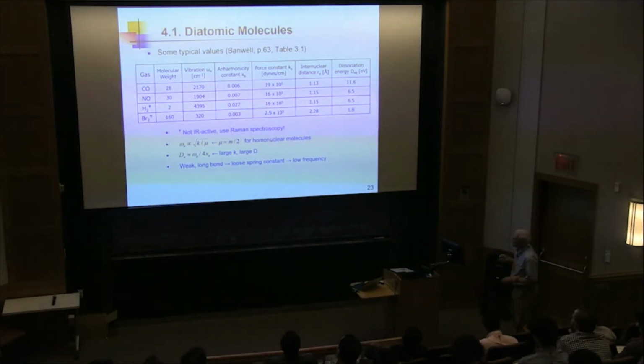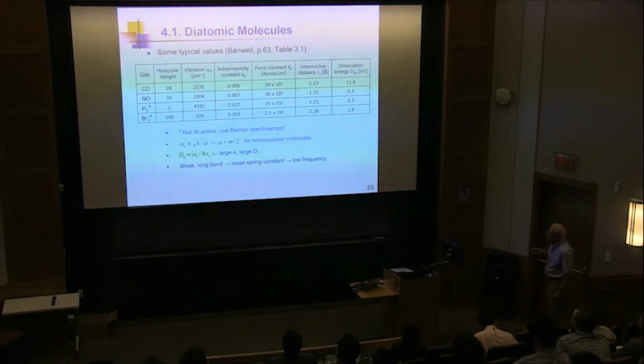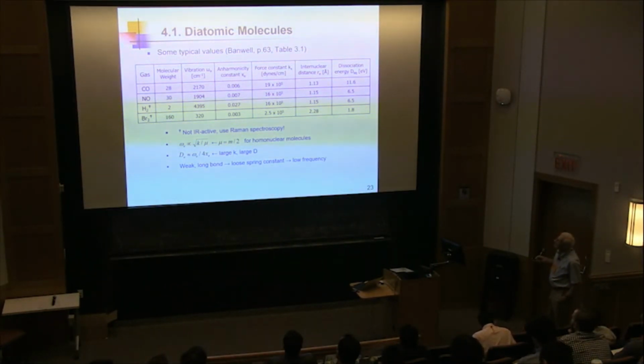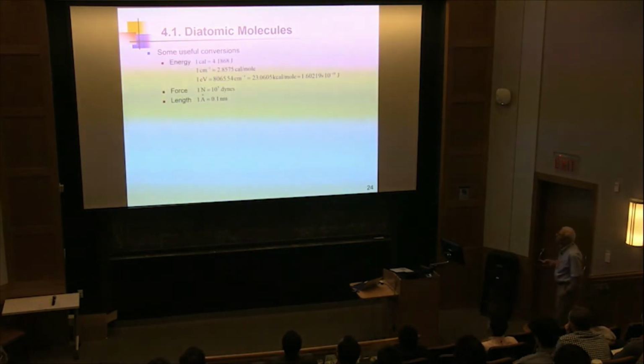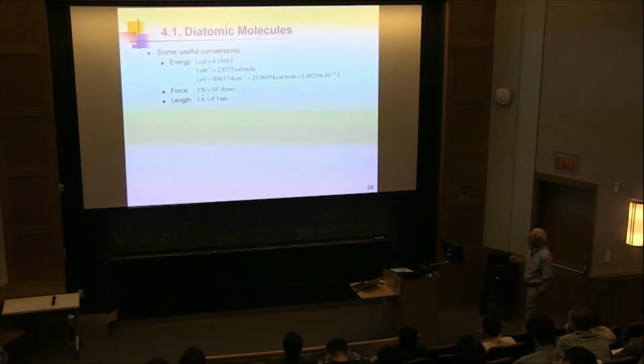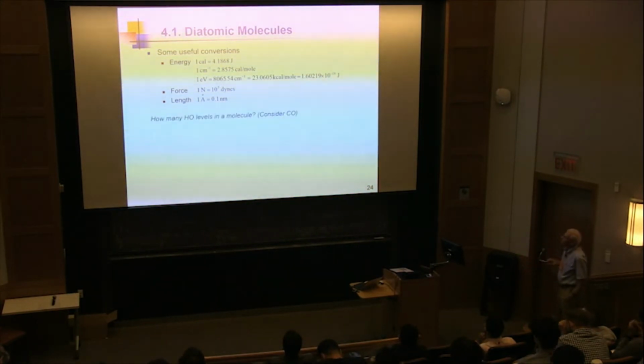So basically, if it has a weak bond, a long bond, that means a loose spring constant, means a low frequency. So for example, if we take bromine, well, that's maybe not a good one, but it's a heavy one. It has a very low frequency, very slow, which implies a low force constant, big distances, low energy. So you begin to see a pattern of how these properties vary. Okay, some interesting conversions here for you if you want to look them up when you need to. They go between force and length and so on.